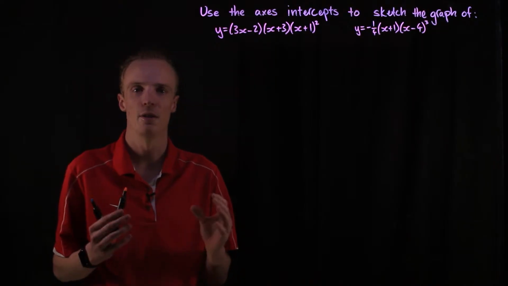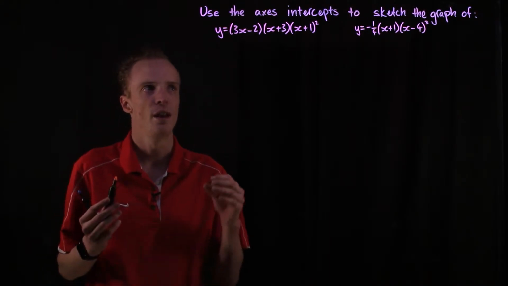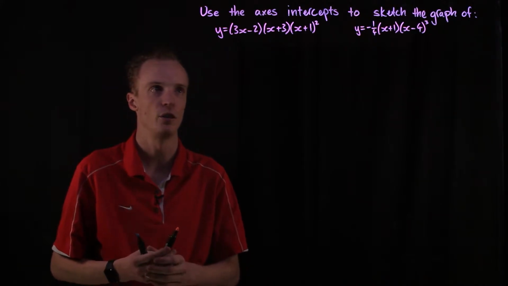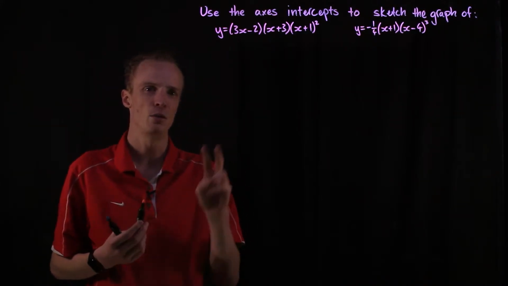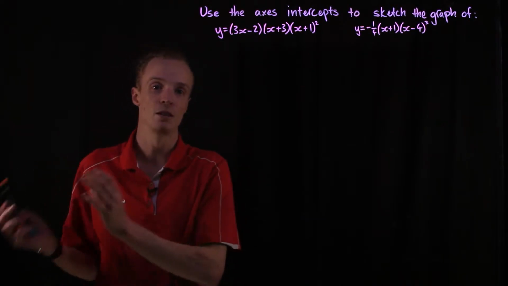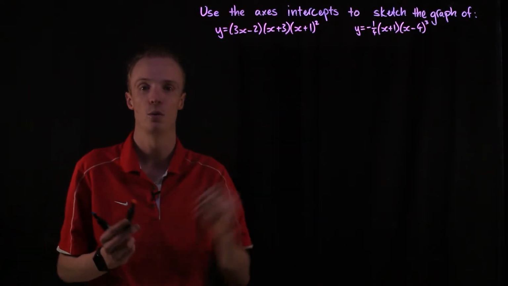So now I want to consider the graphs of quartic functions and how we might use the axes-intercepts here to sketch the graphs of these quartic functions. But before we begin, there are two extra things that we might need to keep an eye out for in comparison to cubic functions when we're dealing with quartics.